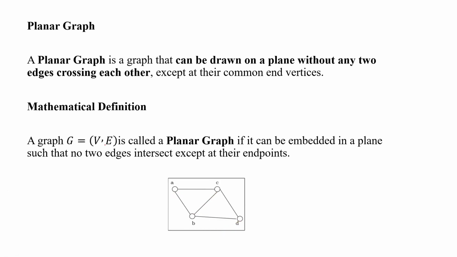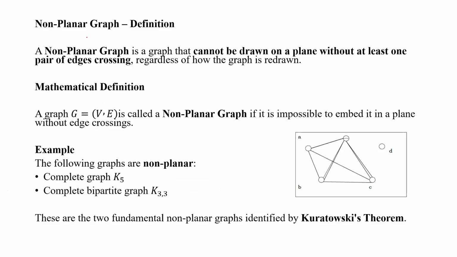So a graph G equal to (V, E) is a planar graph if it can be embedded in a plane such that no two edges intersect except at their endpoints. Okay, non-planar. What is non-planar? Non-planar means the graph requires edges to cross.